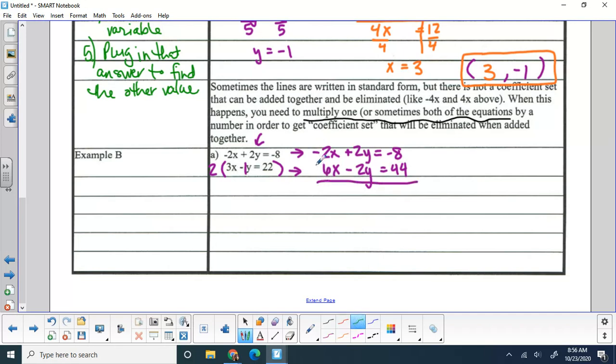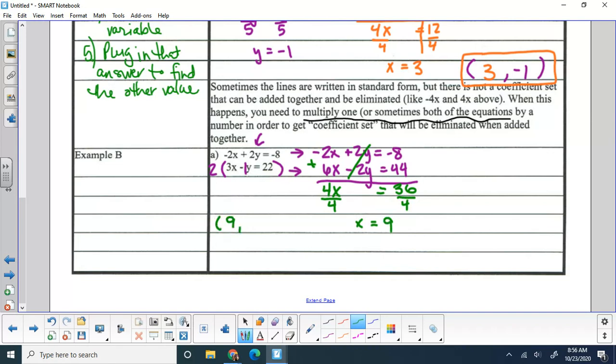Next, I'm going to add. This is step 3 of our listed steps above. When I add these together, I get 4x. 2 plus negative 2 is 0, so these add to 0. And negative 8 plus 44 is 36. Next, I need to divide both sides by 4, and I get x equals 9.